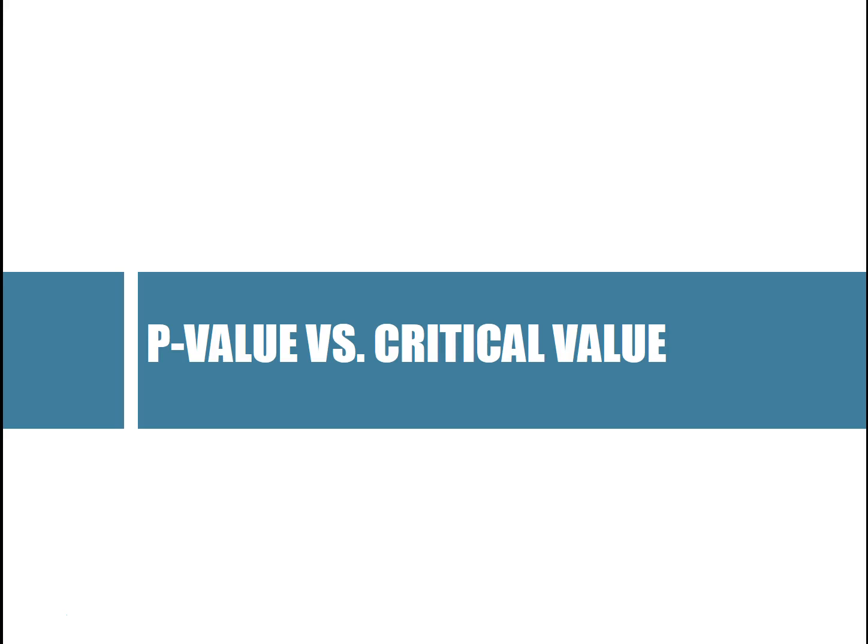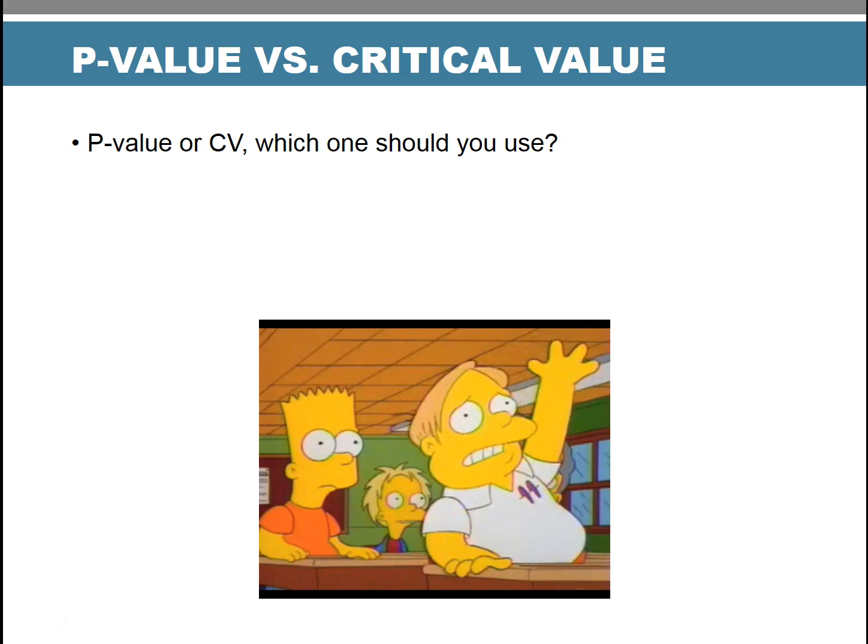So now we've learned about the two different methods that you can use, the p-value and the critical value. Well, that begs the question, which one should you use? Remember, I said you only need to use one for any given test. You just need to use the p-value method or the critical value method. So, which one should you use?